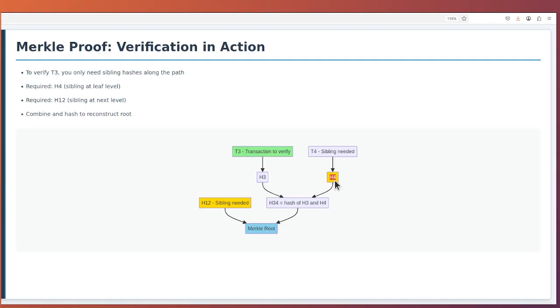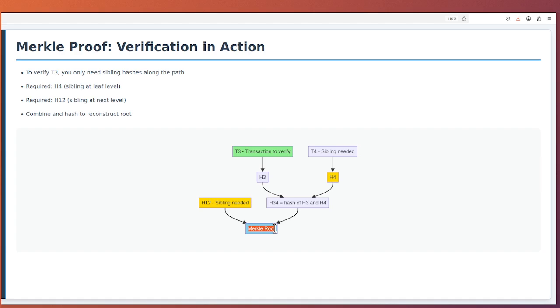Now you need H12, which is H34's sibling at the next level. You combine H34 and H12 and hash them to get H1234. Finally, you need H5678, which is H1234's sibling at the next level. You combine H1234 and H5678 and hash them to get the root.